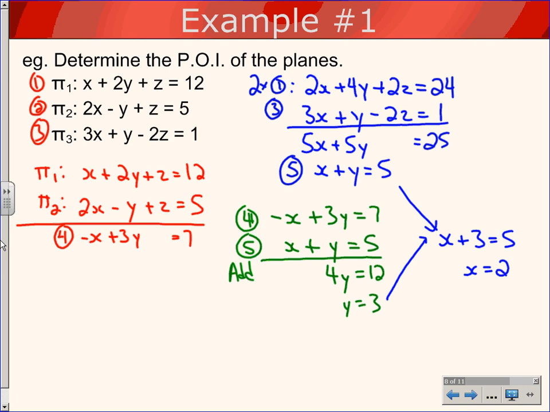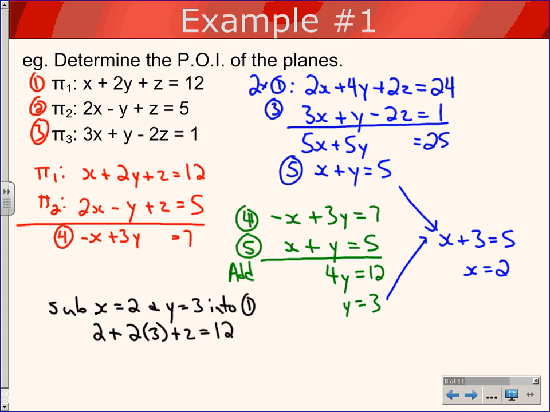I need to find z. Well, maybe I'll sub those into number 1. I could sub it into any one of the equations that I had. I'm picking one because I thought it was the easiest. 2 plus... and what's that? 2, 8, that is 4. So my point of intersection is 2, 3, 4.